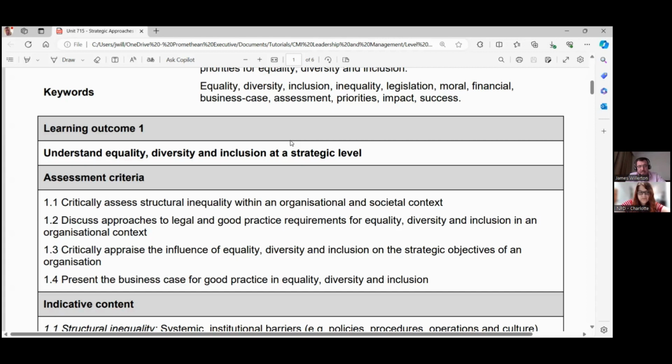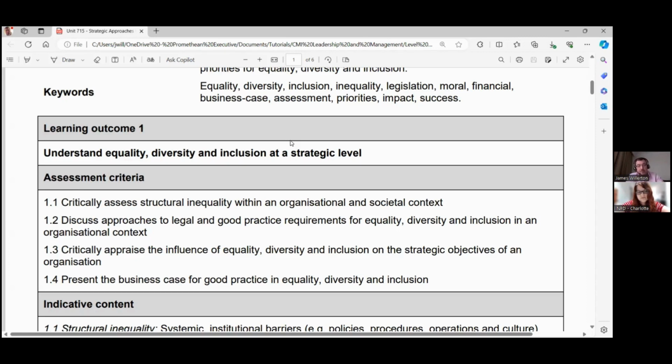1.3, critically appraise the influence of equality, diversity, and inclusion on the strategic objectives of an organization. So here the thing is to really look at how aspects of equality, diversity, and inclusion, as you defined them. That's why the definitions are really important, because it gives this answer more context. How you think those things influence the strategic objectives of the organization. So that's the horse before the cart piece that you need to really demonstrate in the answer. And you're going to critically appraise that influence. So to what extent do they, where don't they?